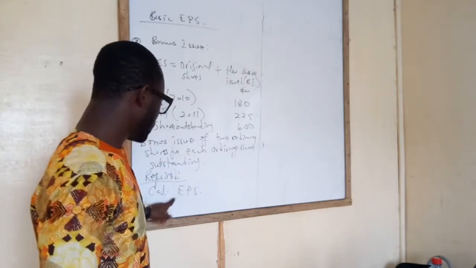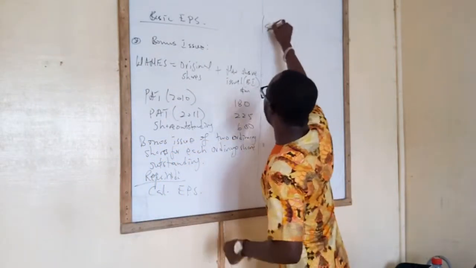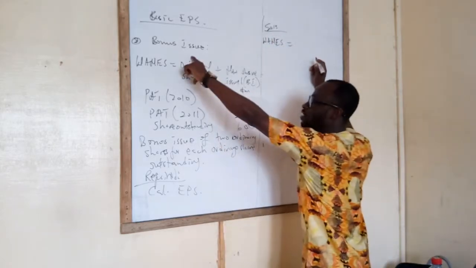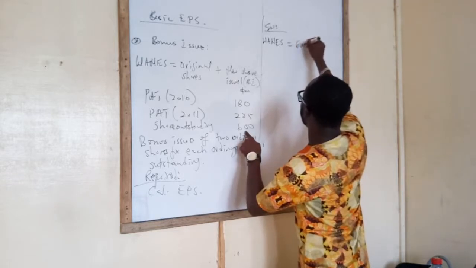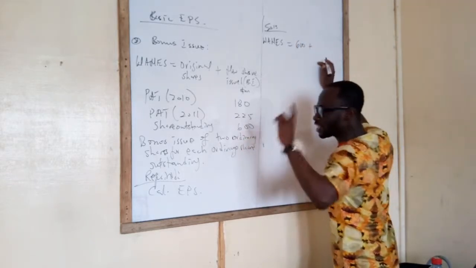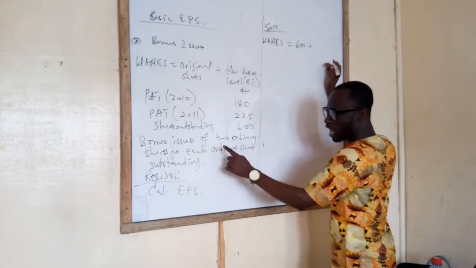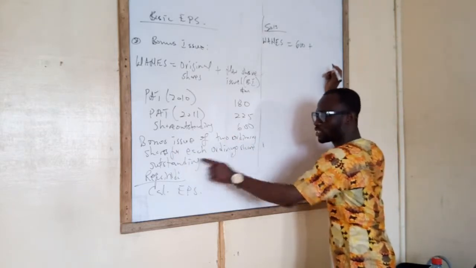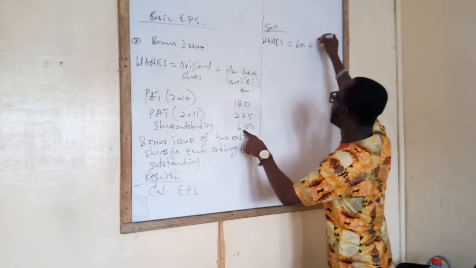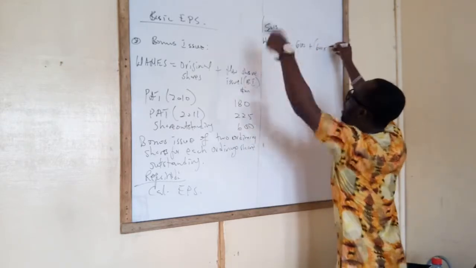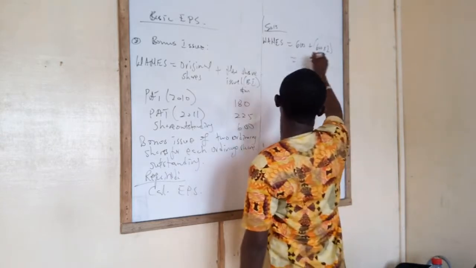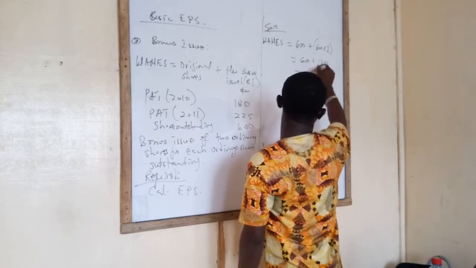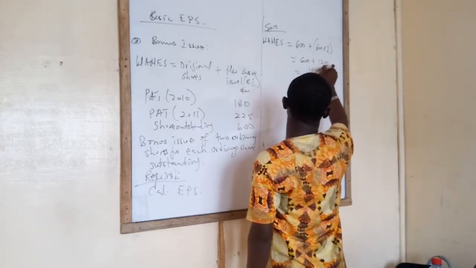So how do we calculate EPS here? First, we will have to calculate our weighted average number of equity shares. And remember what I said. It is the original shares, which is what? Our 600 plus the shares issued under the bonus issue. How many shares do you think will be issued under the bonus issue? We are giving you two shares for each of the shares outstanding. So how many shares are outstanding? 600. So you will get twice of that. Hence, we are going to be issuing 1,200. Meaning, in totality, we are going to be getting what? 1,800 shares.